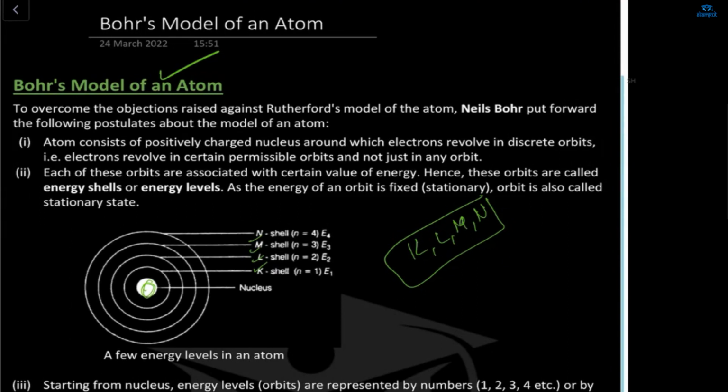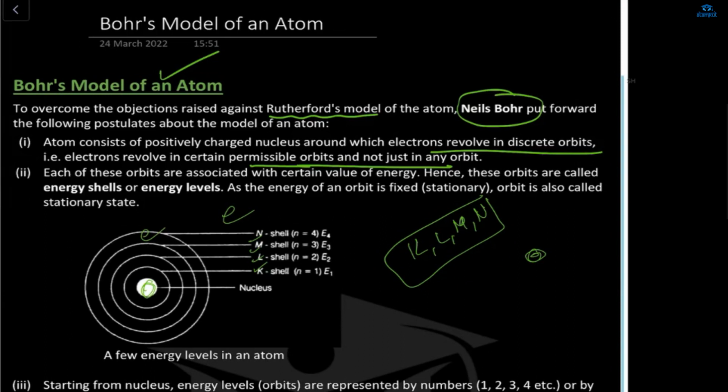So next is Bohr's model. To overcome the objection of the Rutherford model, the next model is Bohr's model. Here, what is the first point? The atom consists of a positively charged nucleus around which the electron revolves. Electrons revolve in certain permissible orbits, not just in any orbit. It's not like the electron will revolve anywhere; it will revolve in a permissible orbit only, whether it is K or L or M or N.